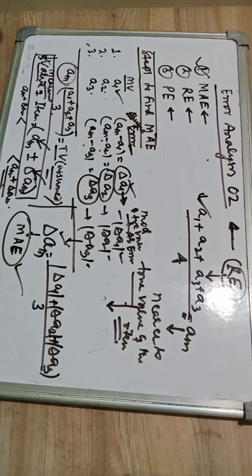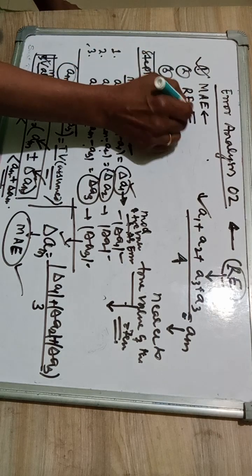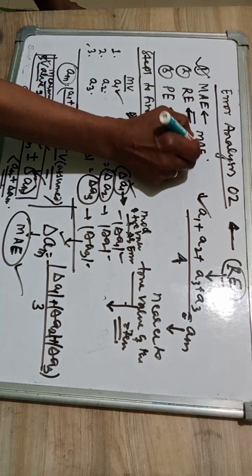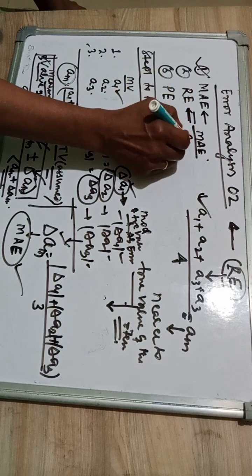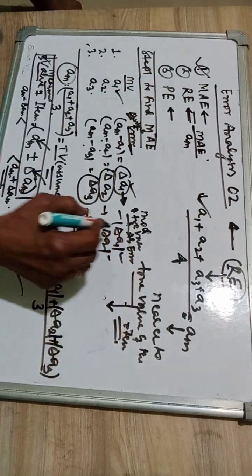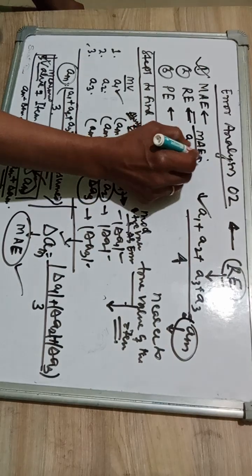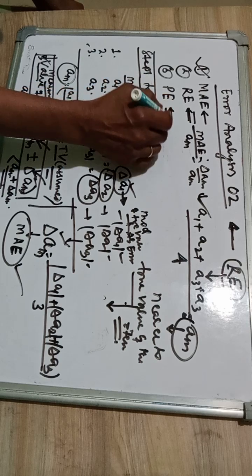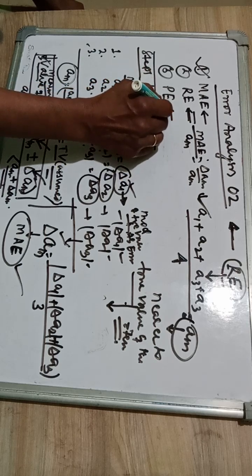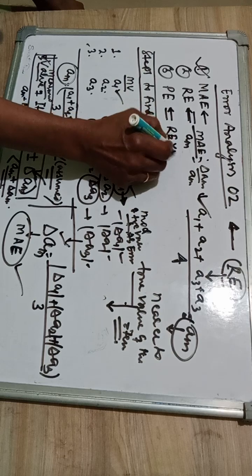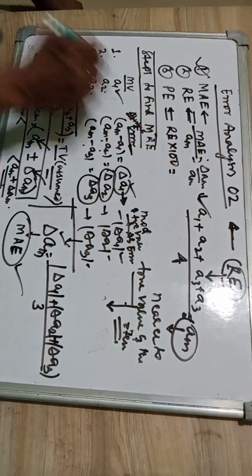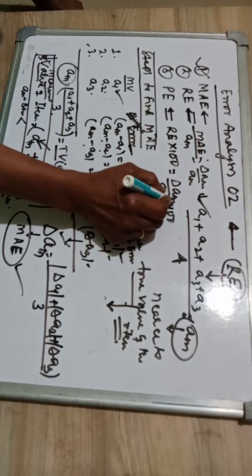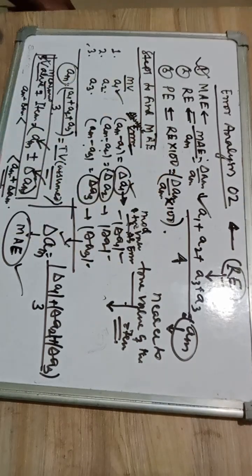Now next, what is the relative error? Relative error is this mean absolute error divided by the assumed true value. This is the assumed true value. This is delta AM by AM. And percentage error is nothing but the relative error multiplied by 100, or delta AM by AM into 100 is the percentage error.